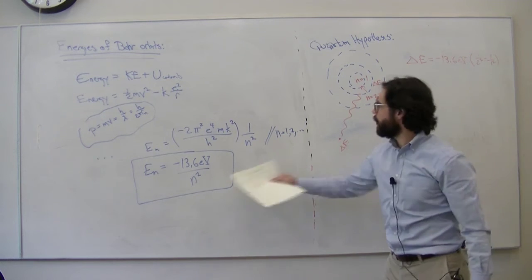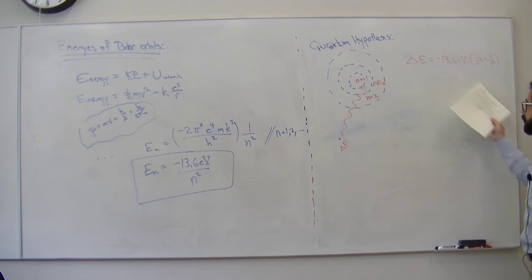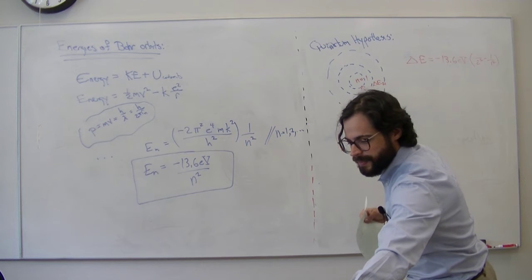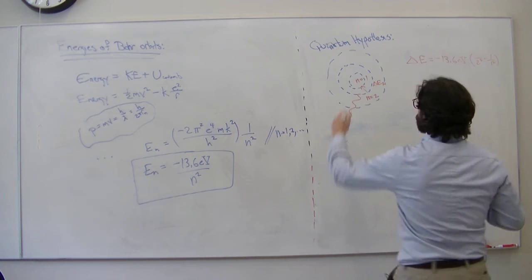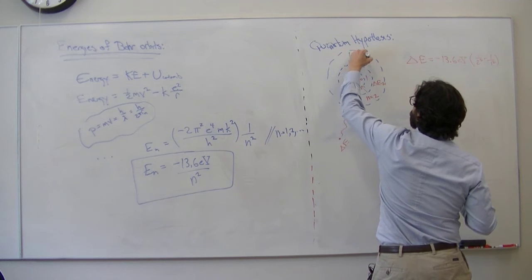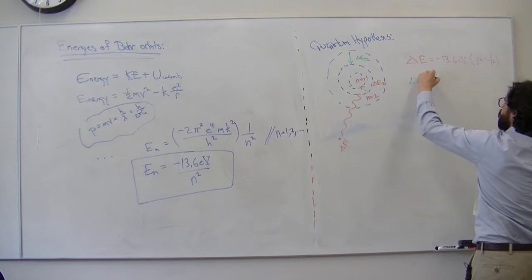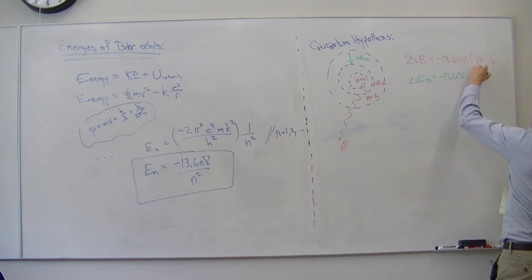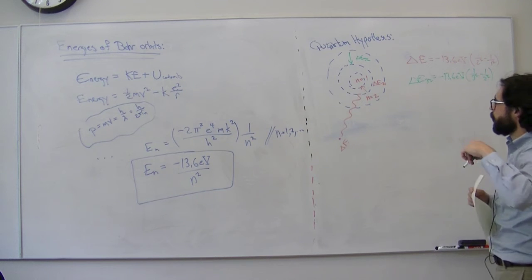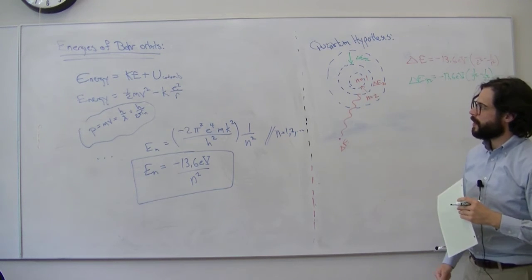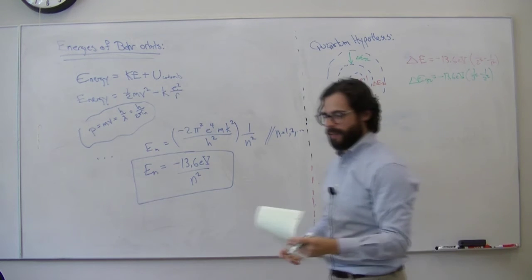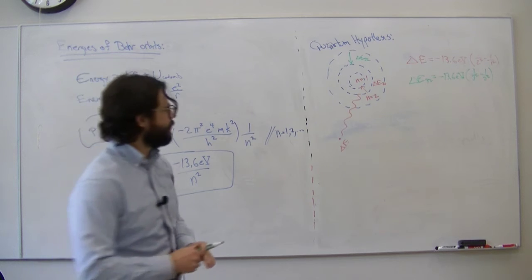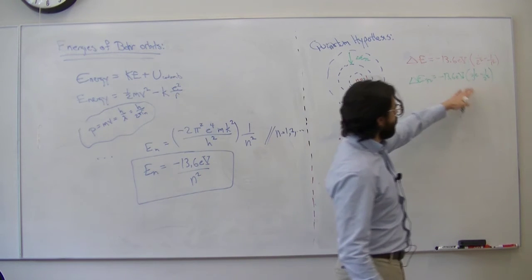Because we got the squared in the bottom. Does this formula look familiar? Let's say that we went from n equals 3 to n equals 2. In that case, delta E 32 would be minus 13.6 electron volts, 1 over 3 squared minus 1 over 2 squared. This looks a lot like the calculation we did with the Rydberg spectrum. So the Bohr orbits actually do get you Rydberg's formula, because this 1 over n squared shows up.